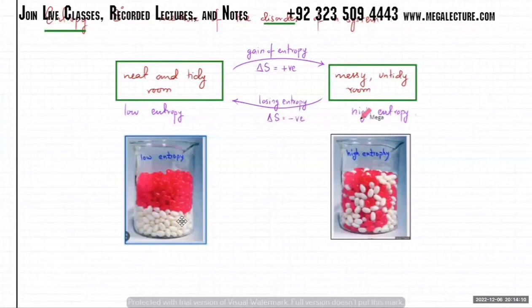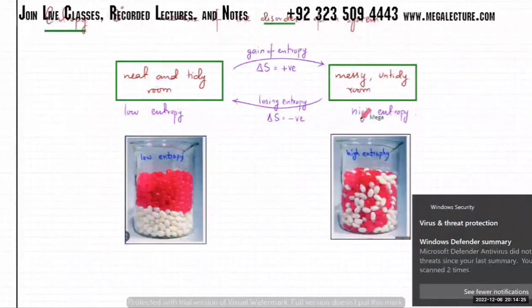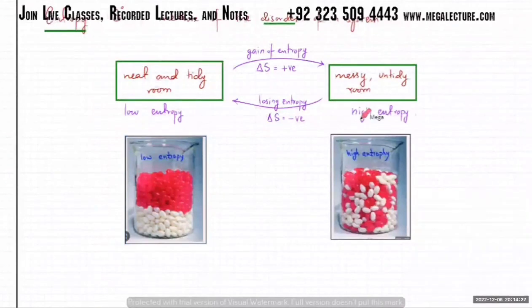ठीक है, तो मुझे quickly बताओ कि I have a car and after 10 years, what happens to it? Delta S positive or delta S negative? Let's say I buy a new car and after 10 years, it becomes very broken down. Is that delta S positive or delta S negative? Positive, there's a gain of disorder, right? ठीक है, delta S positive. So you can see delta S positive, delta S negative all around you.